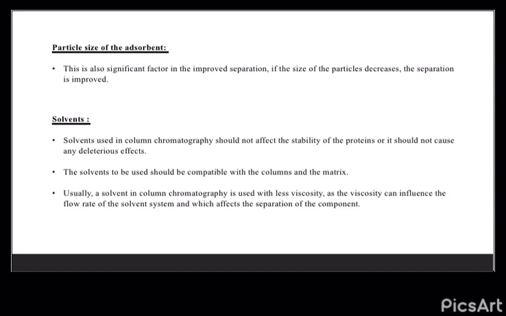Solvents used in column chromatography should not affect the stability of the proteins, or cause any deleterious effects. Solvents to be used should be compatible with the column and the matrix. That means solvent should be compatible with the absorbent as well as with the column. Usually a solvent with less viscosity is used in column chromatography, as the viscosity can influence the flow rate and the solvent system, which affects the separation of the components.